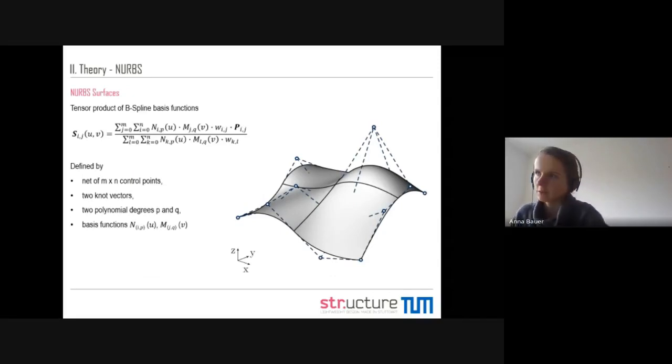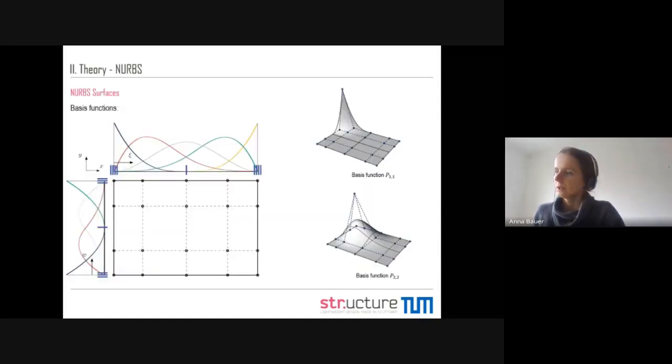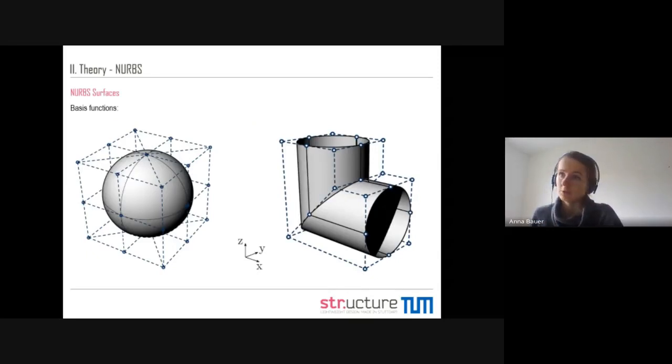And the same principle can also be used for surfaces. There you just have 2 curves and put them on a tensor product, so orthogonal to each other, and generate by that the basis functions and the surfaces. So for every entity you need a net of control points, 2 knot vectors, 2 polynomial degrees, and out of that you get 2 basis functions for each direction. And the basis functions look then like this, so you have this overlap of the 2 sets of curves. And with that you can then generate the circular shapes also in 3D.